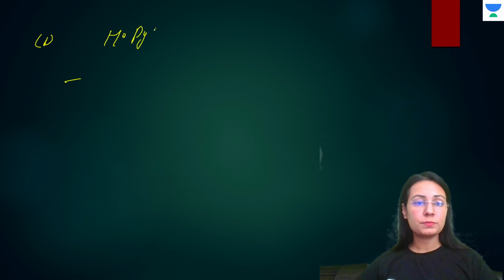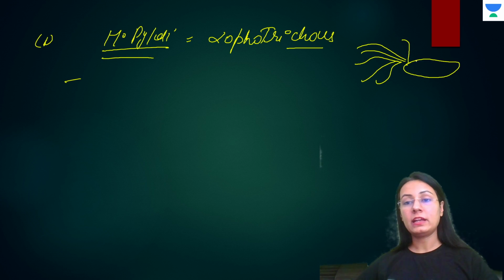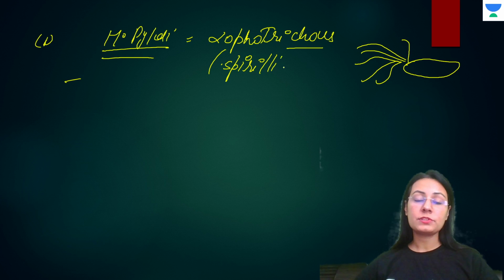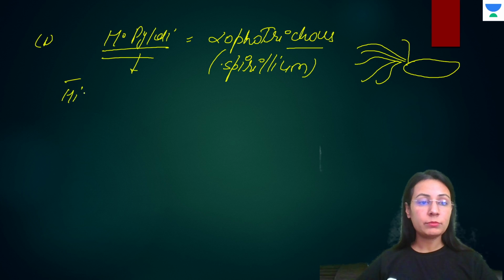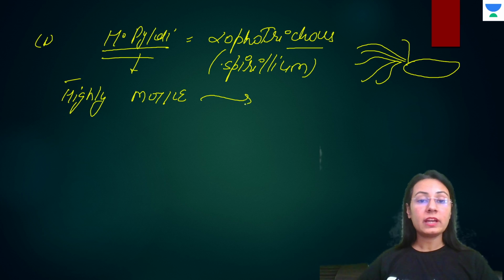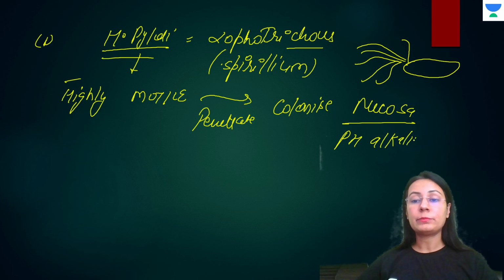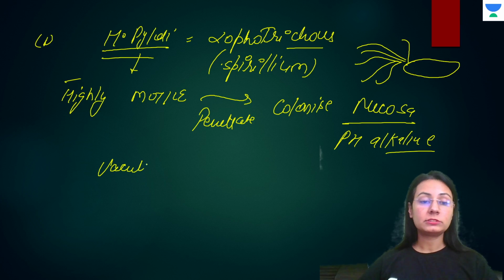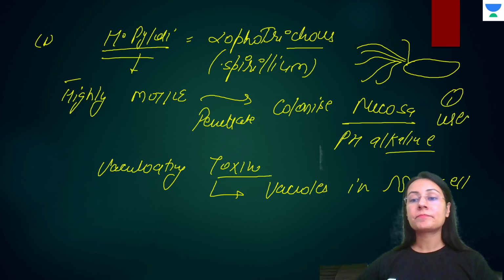All right. Now another is what? H. pylori, as I told you, they are lophotrichous. That is having a bunch of the flagella at one end. And also the spirillum is also lophotrichous. So they are highly motile, that will quickly penetrate and will colonize the gastric mucosa, and will make the pH alkaline by the help of the urease enzyme, and also release the vacuolating toxin that will form what? The vacuoles in the epithelial cells.